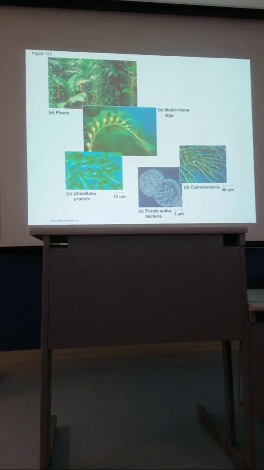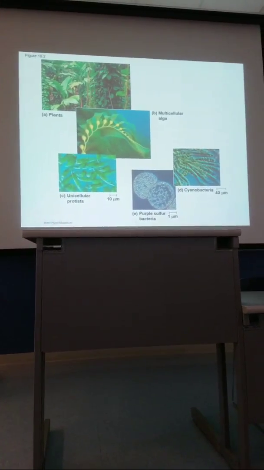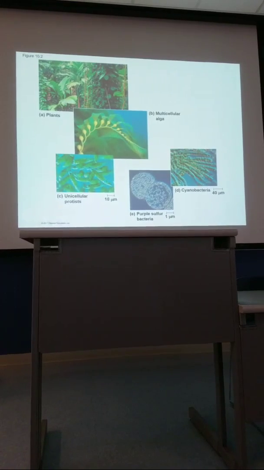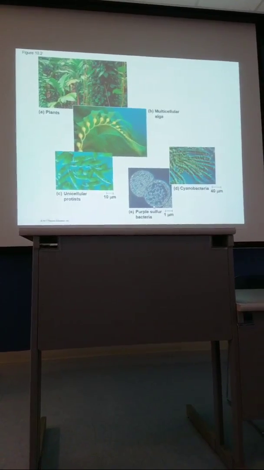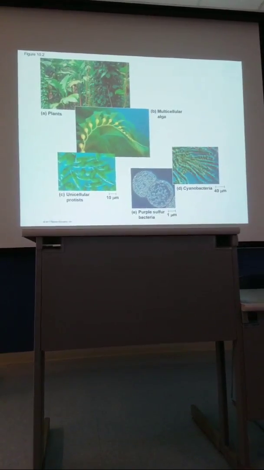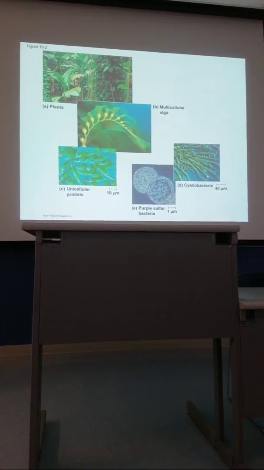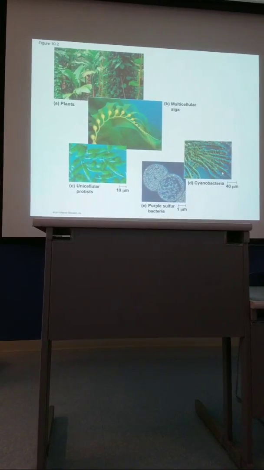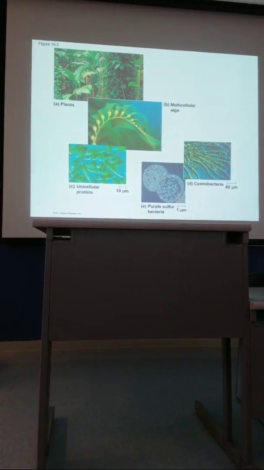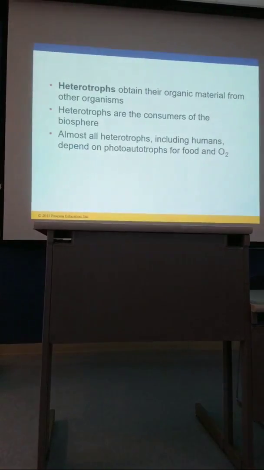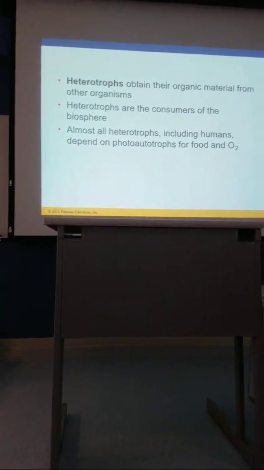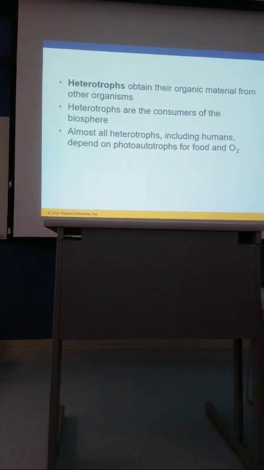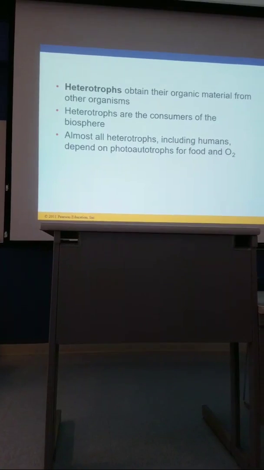This shows you just some of the plants. Algae. Purple sulfur bacteria is the one we're talking about that can live off chemicals. Cyanobacteria link together to look like strings and colonies, but they are individual bacteria. Heterotrophs cannot make their own food. They must get it from an autotroph.